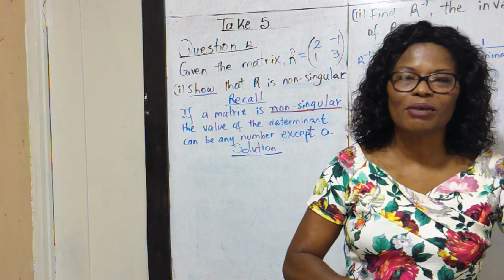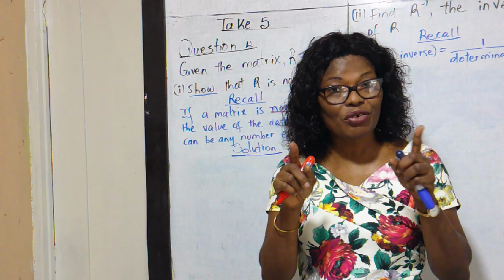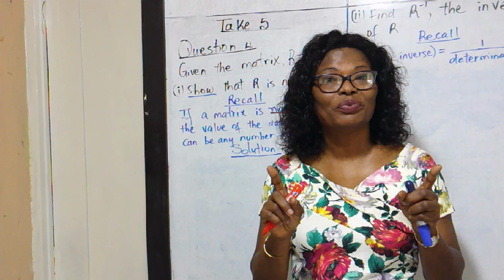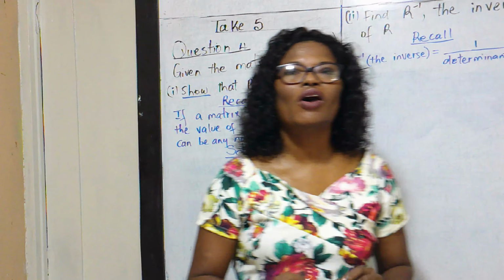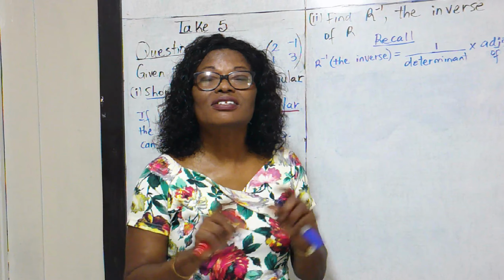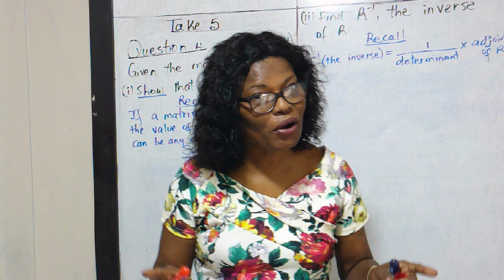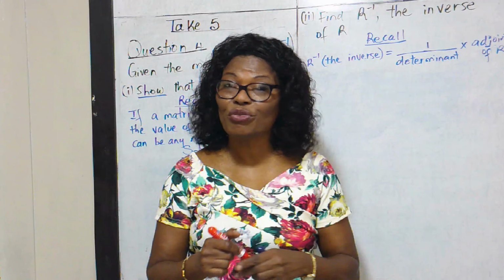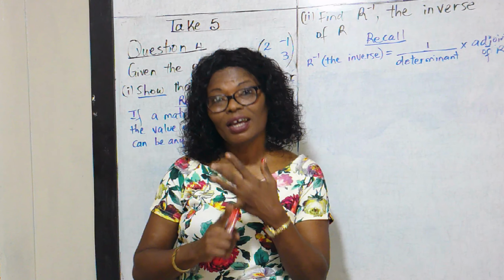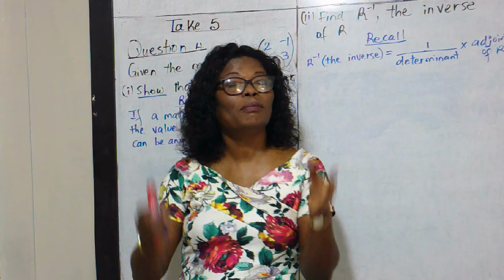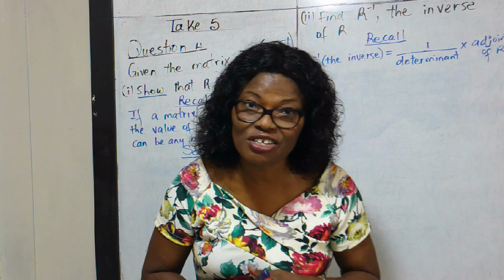Now, what is a singular matrix? The value of the determinant is equal to 0. That is when it is singular. When it is non-singular, then the value of the determinant is not equal to 0. So it can be any number except 0, any real number. It can be a fraction, a decimal, a negative number, or a positive number, but it must not be 0.